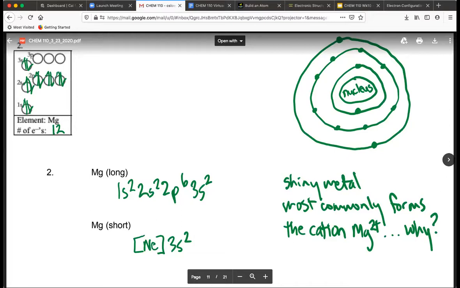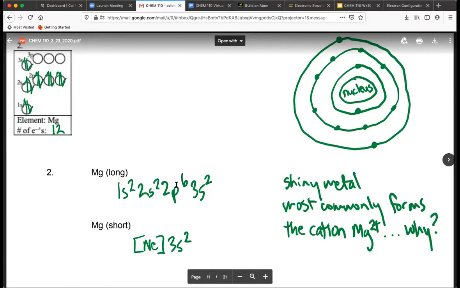Okay, so now that you've taken a look, here's what I want you to see. Do you notice how the long configuration matches what we have drawn here? So if I have a total of 12 electrons, my first 2 electrons go here, my second 2 electrons go in the 2s, and then my next 6 electrons fill up the 2p, 2 electrons at a time, and then my last 2 electrons fill up the 3s.